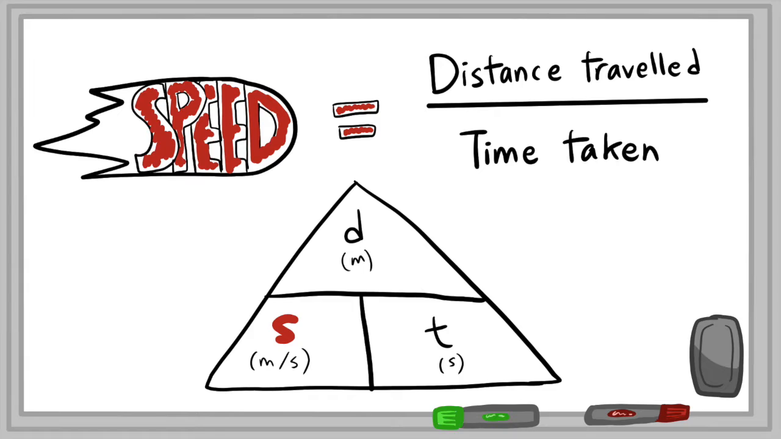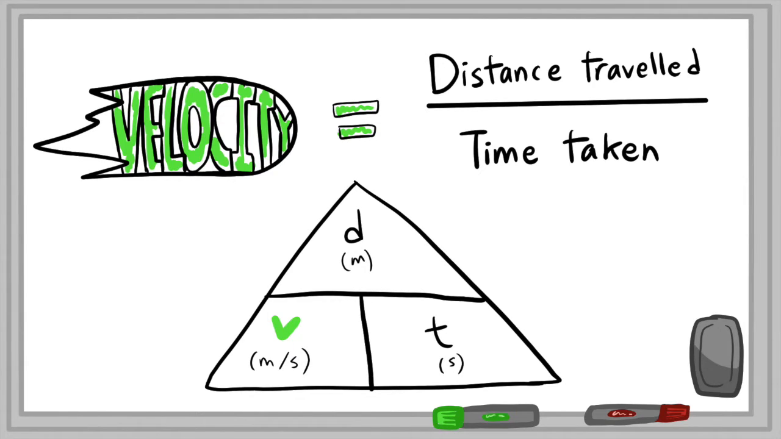What's next? Speed and velocity. So speed is defined as distance traveled on the journey divided by the time taken for the journey. Units can be meters per second, kilometers per hour, etc. On the other hand, velocity is the vector equivalent of speed. It is, you guessed it, displacement of the journey over time taken.